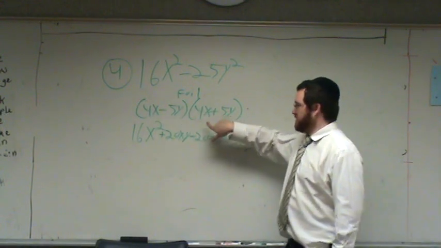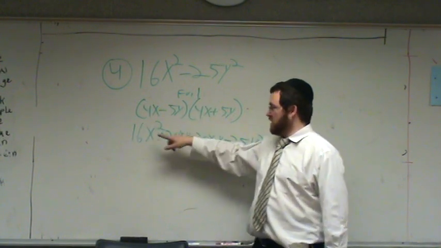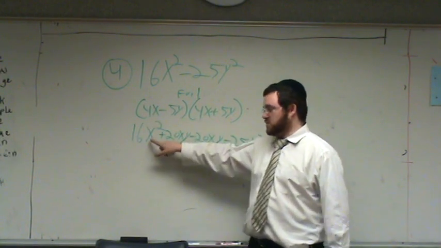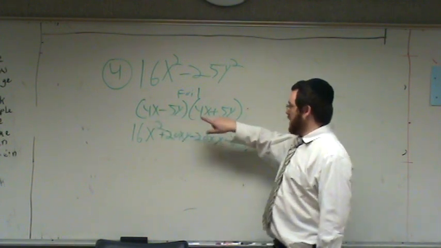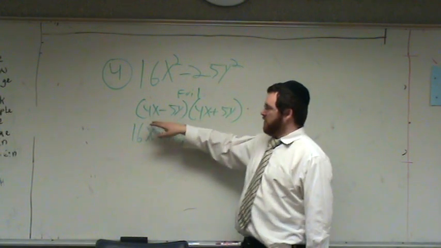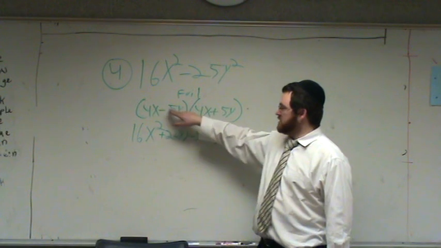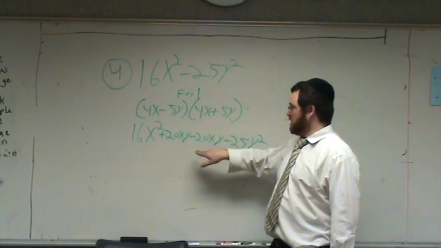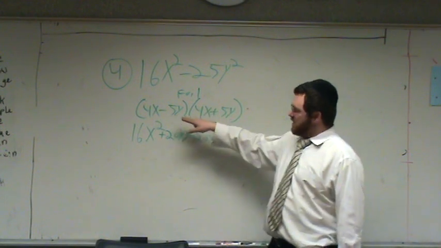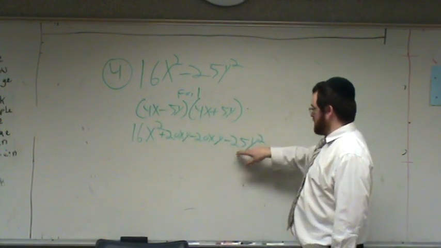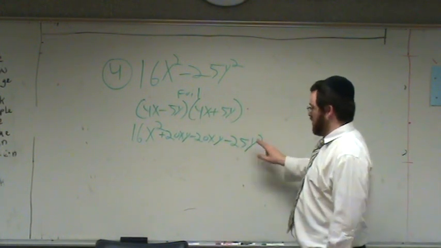First is 4x times 4x is 16x squared, because 4 times 4 is 16, times x squared. Outer is 4x times 5y, 4 times 5 is 20, times x times y. Inner is negative 5 times 4 is a negative 20, times x times y. And last is negative 5 times a positive 5 is a negative 25, times y squared.